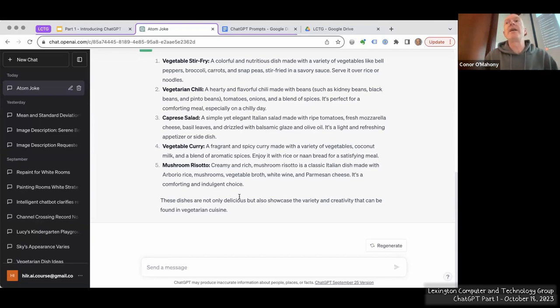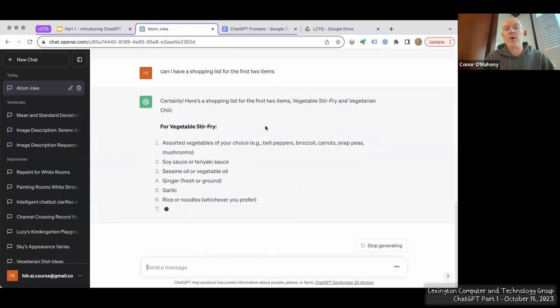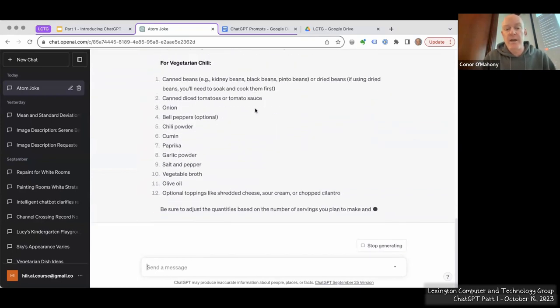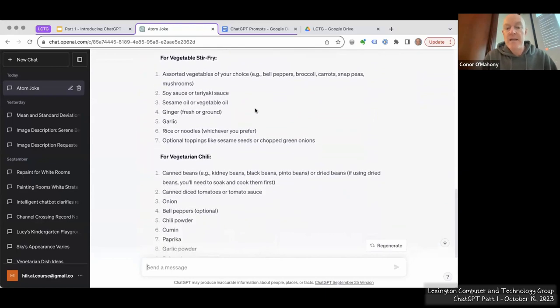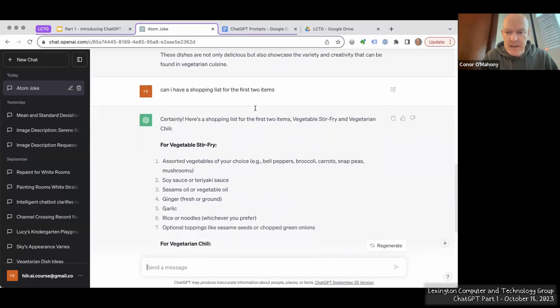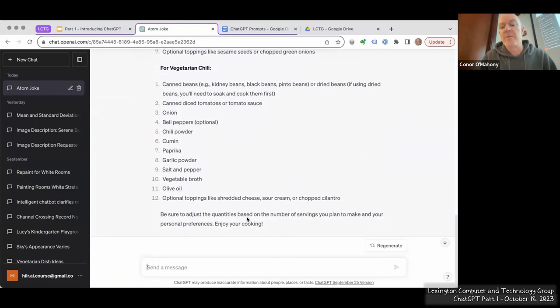Okay, so let's actually exercise the fact that it remembers this full conversation as we're going along. How about if I ask it, can I have a shopping list for the first two items? I'm saying first two items. I'm not saying which they were, but it knows that because it's keeping all of this in context. The first two items were indeed vegetable stir fry and vegetarian chili. So here we go. Here are the ingredients. But it does say to be sure to adjust the quantities based on the number of servings you plan. That's not very useful for me if this is a shopping list.